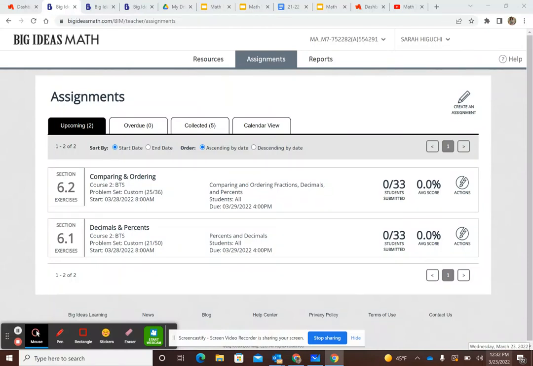The second assignment that you're going to work on today, which is Monday, March 28th, is 6.2 comparing and ordering. So when you're finished with 6.1 and you've submitted that assignment, you're going to go ahead and click on the one that says 6.2 comparing and ordering. And I am going to do a few examples with you, since again, I know most of this should be review from fifth and sixth grade.